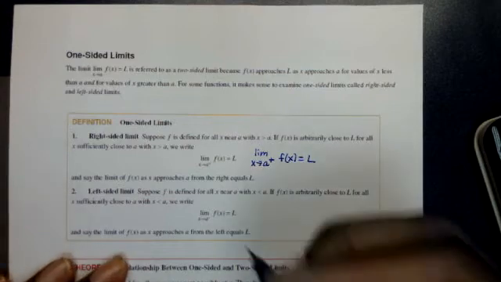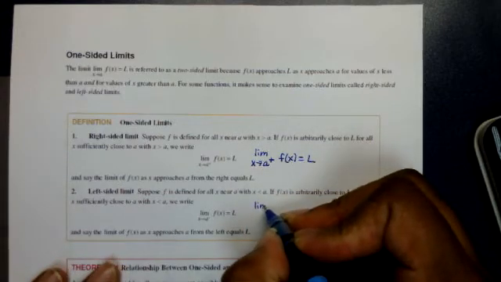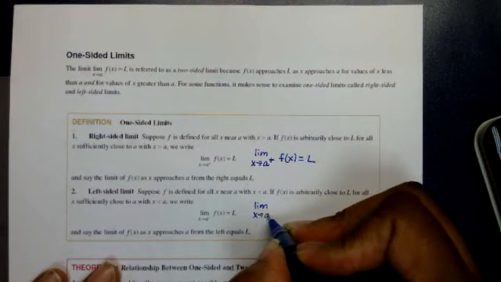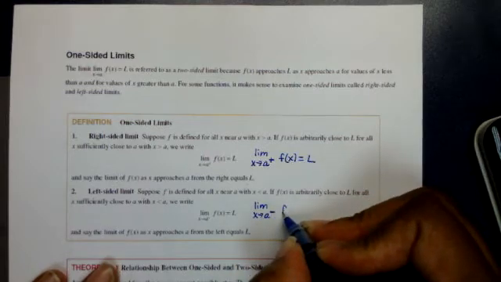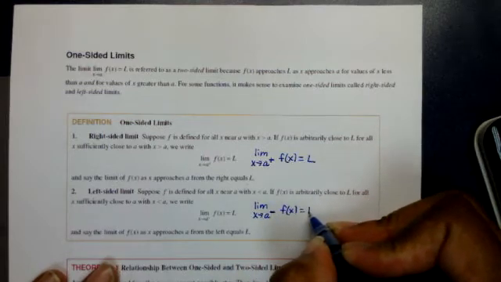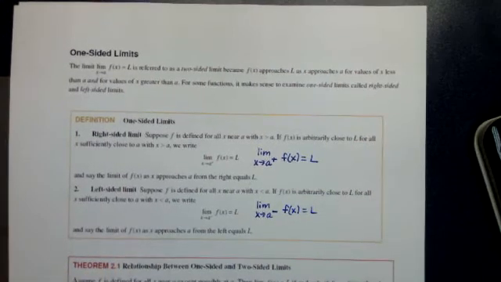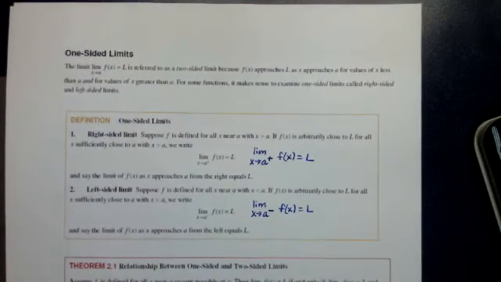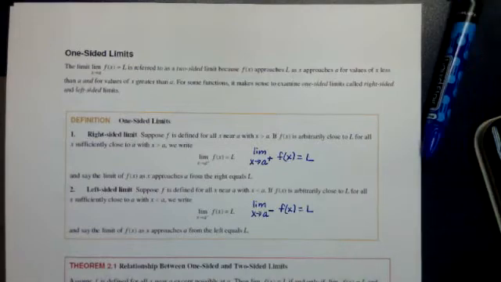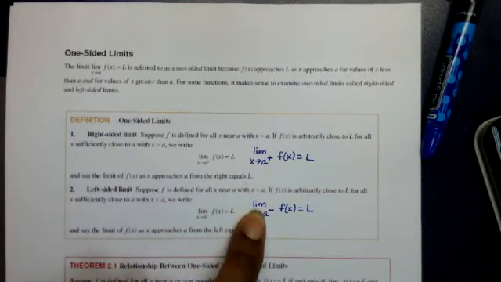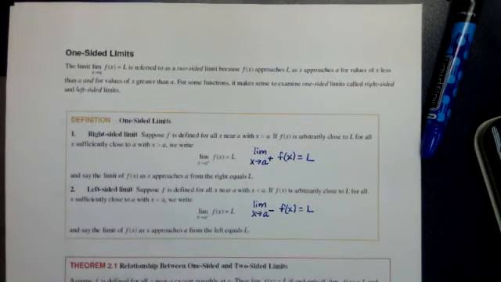And then for the left-sided limit, the limit as x approaches a from the left of f of x is equal to L. And we're supposing that f is defined for all x near a with x less than a. And if f of x is arbitrarily close to L for all x sufficiently close to a with x being less than a, then we'll write it like this. And we do say that the limit of f of x as x approaches a from the left equals L.